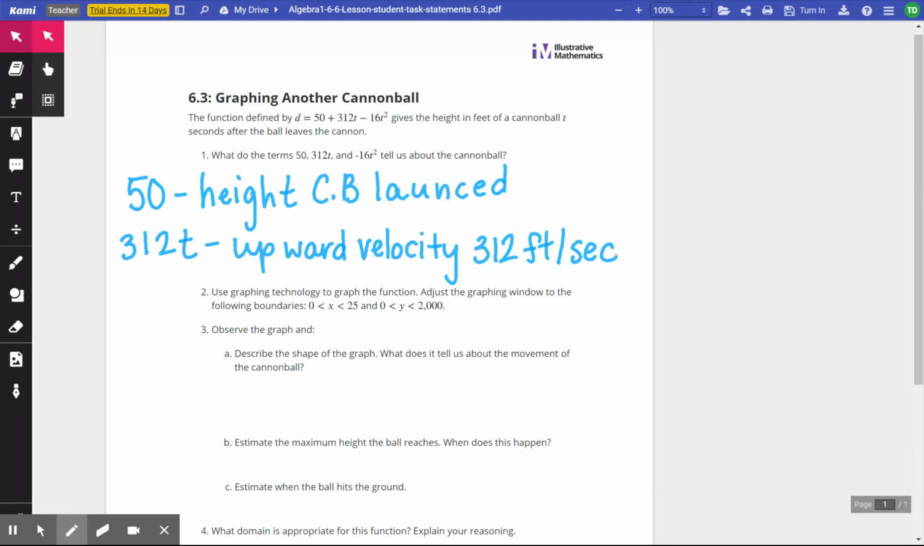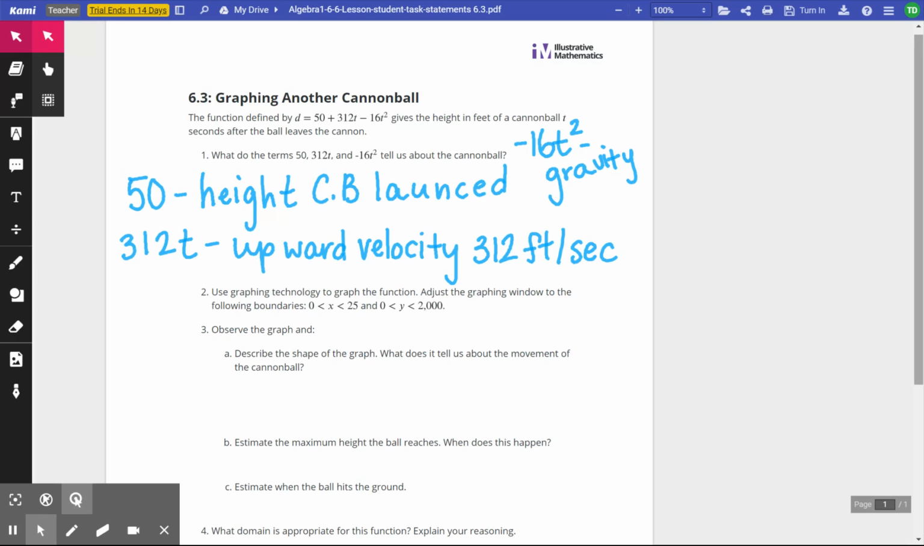But then what does negative 16t squared tell us? Well, this represents the effect of gravity. This represents the effect of gravity pulling it down to the ground. All right, probably should have used a smaller pen so I could have fit more there, but it's all right.